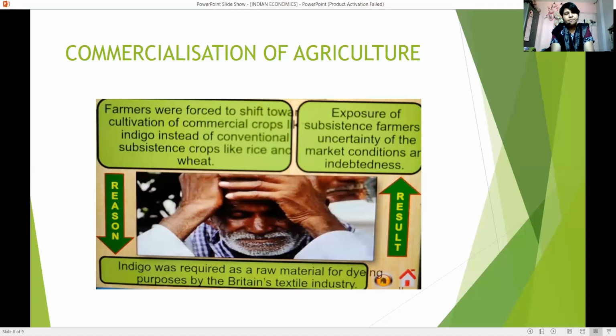Apart from this, they were forcing them to grow only this type of crops instead of growing wheat and rice. So the farmers lost their subsistence farming. You might have heard about subsistence farming, that is growing for themselves and supplying the excess goods in the market to earn money. But they were unable to do that now because they were forced to grow commercial crops.